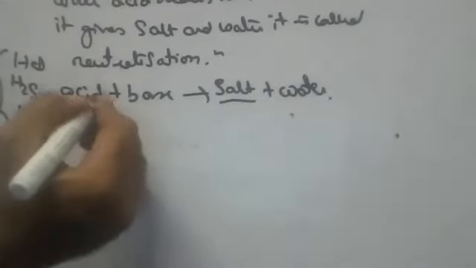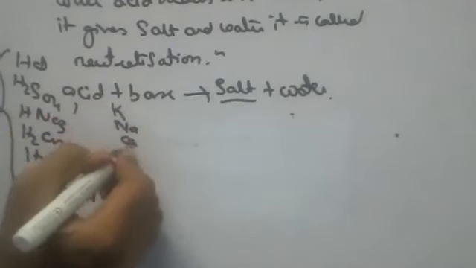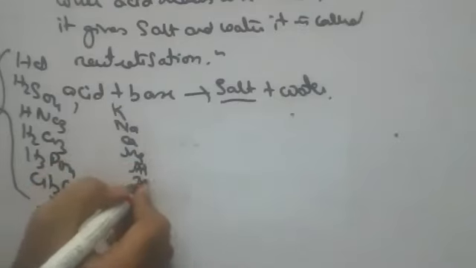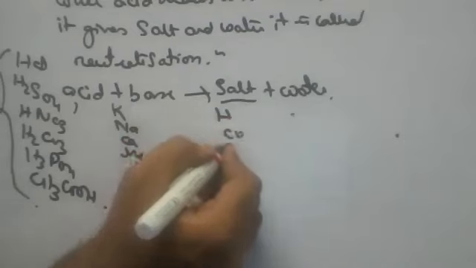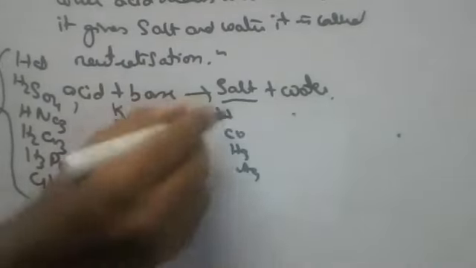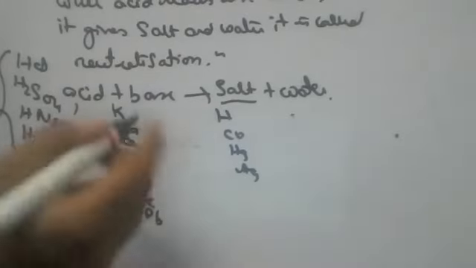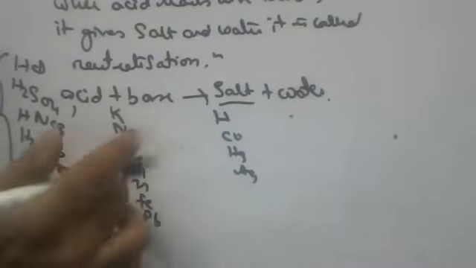Children, first let me write the activity series: potassium, sodium, calcium, magnesium, aluminium, zinc, iron, lead, hydrogen, copper, mercury, silver, gold, platinum. These are metals. Metal hydroxides are bases. Metals always give bases. Metal hydroxides and metal oxides are also bases.